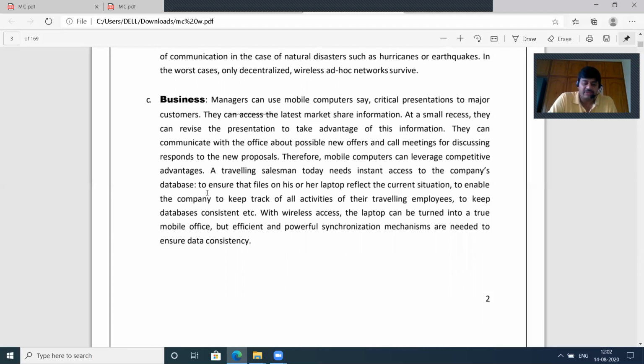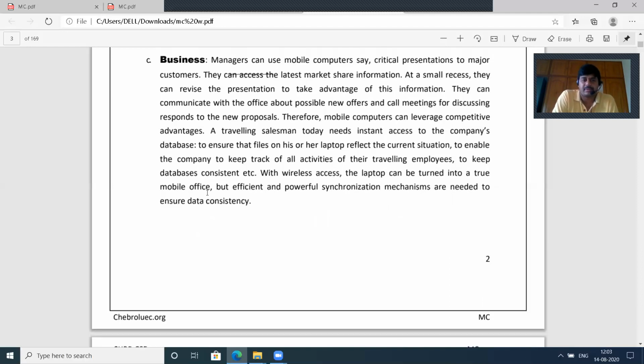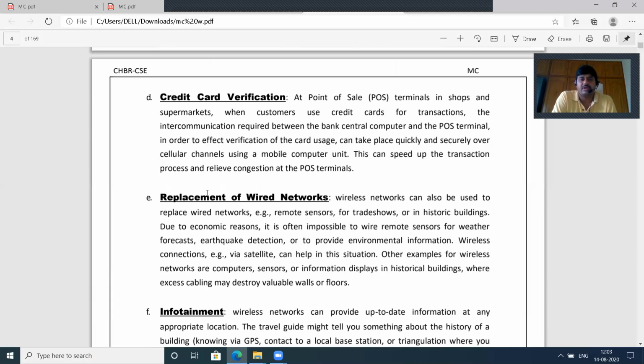One more example is, a traveling salesman today needs instant access to the company's database. A traveling salesman needs to connect with the company's database to check the availability of the product, and what is the situation of the product, and keep track of all activities, and from the office to keep track of all the employees. This mobile computing will be useful. It is in the business case.